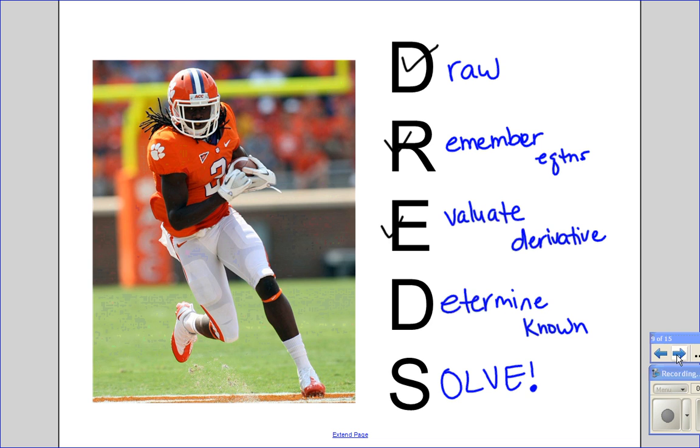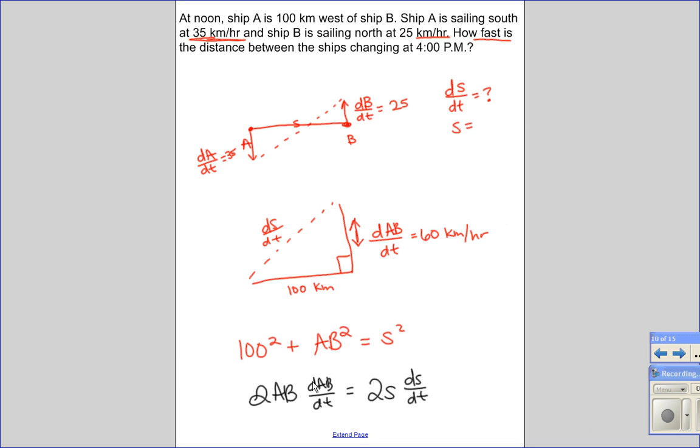Now I need to determine what I know. Here's what I know. If we're talking about 4 hours later, how far has ship A gone 4 hours later? Well, 35 times 4 is 140 kilometers. 4 hours later, how far has ship B gone? And 4 hours later, that's 100 kilometers.